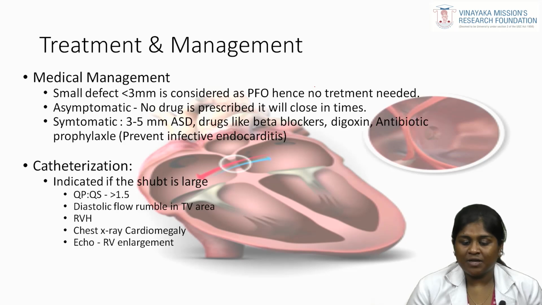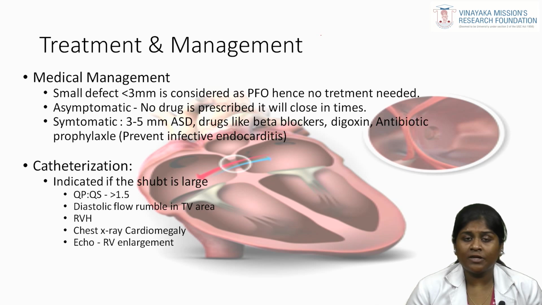And finally the treatment and management. Medical management is for small defects, that is, where the defect is less than 3 mm. It is considered a patent foramen ovale, so no treatment is needed for 2 to 3 months. It can close automatically. If it is symptomatic, then the ASD is quite larger, 3 to 5 mm. For that type of patients we can give beta blockers and digoxin, and to prevent infective endocarditis we give antibiotic prophylaxis. The next is catheterization.